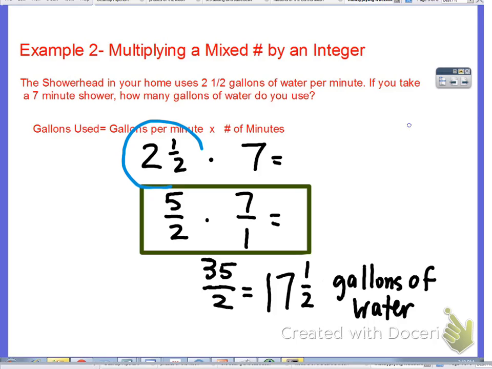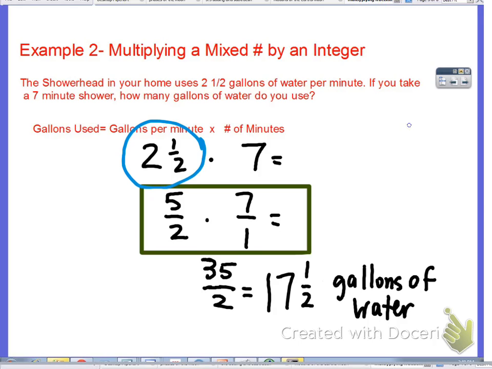What you want to do whenever you have a mixed number is change it to an improper fraction. This is a great rule to use whether you're adding, subtracting, multiplying, or dividing. You have to do it when you're multiplying and dividing, and it makes it a lot easier even if you're adding and subtracting as well. So it's a great rule to keep in the back of your head. Just do it for all of your fractions. So here I changed 2.5 to 5 over 2, and I put 7 over 1 so that they're both fractions.